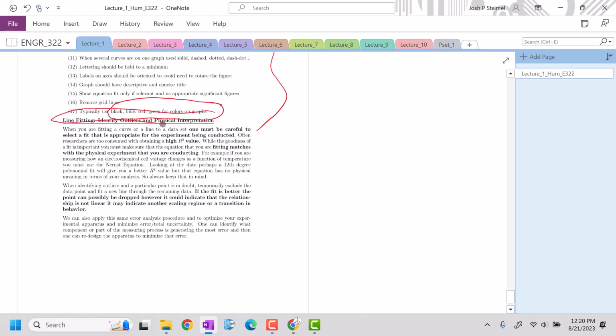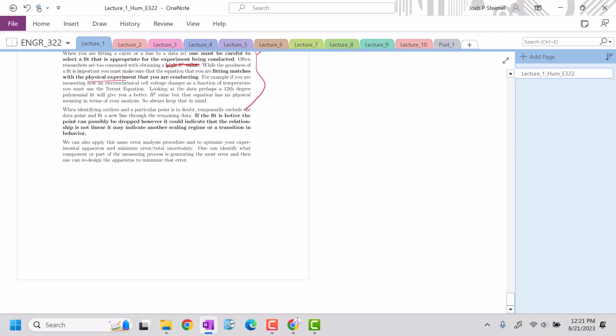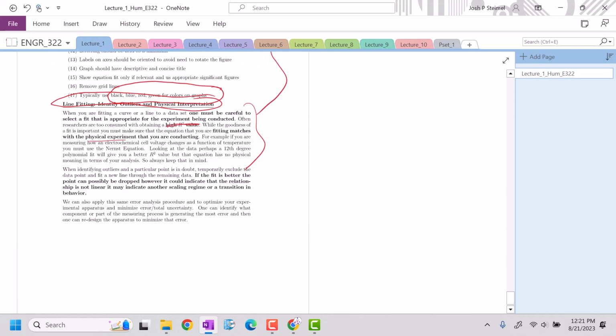Line fitting. Again, I harp on this R-squared value. We want to make sure our fitting matches with the physical experiment and expectation that we're looking for. So the R-squared value is important, but again, R-squared value of what type of function? That's really what we're looking for here. That is extremely, extremely important. So when we fit a function and you put the equation, if it's appropriate, you explain that and, again, connect it to the physical system.